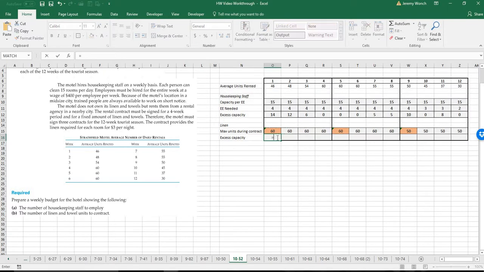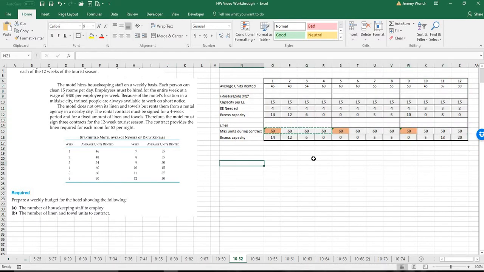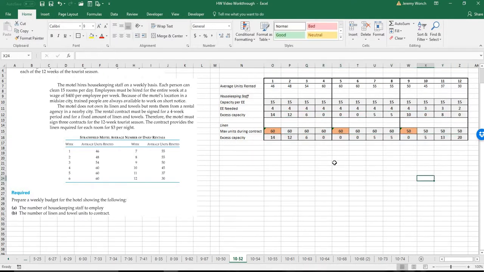To figure out our linen excess, we just take however many we ordered, and then subtract out how many we actually needed. Let's drag that across, and fix our formatting. There we go.